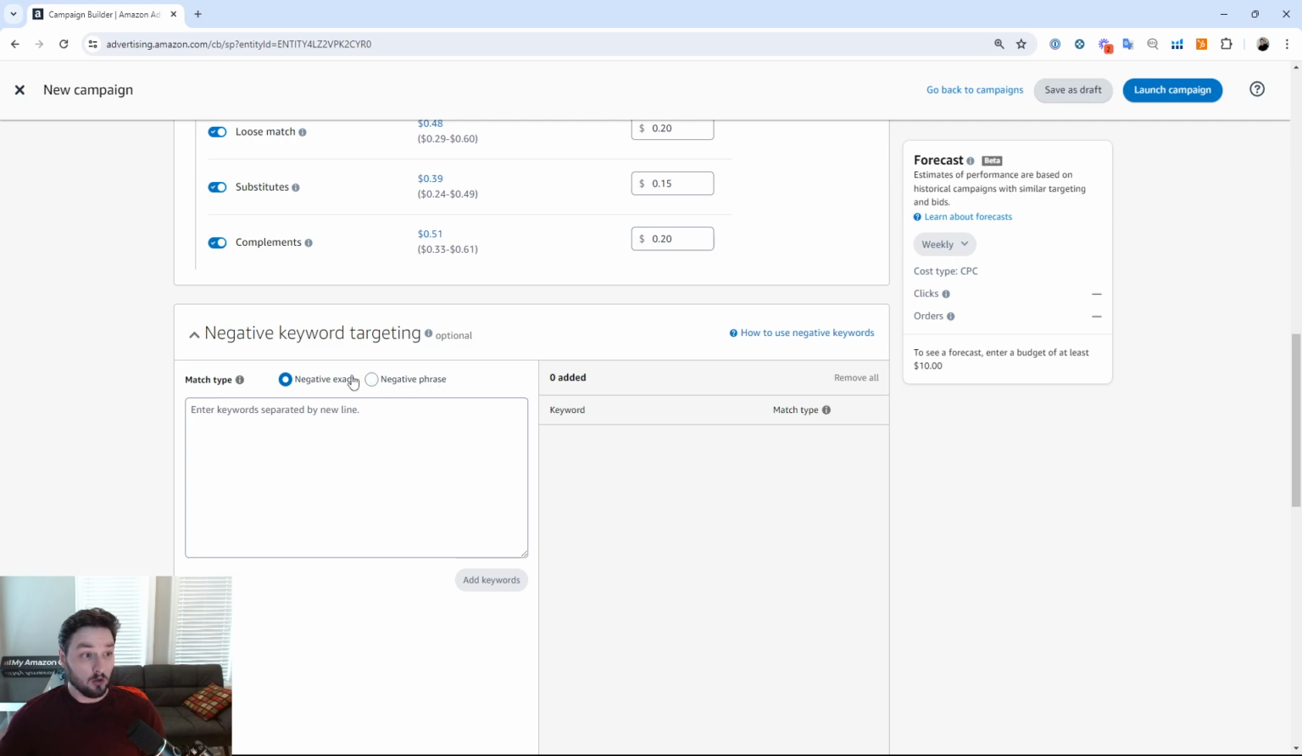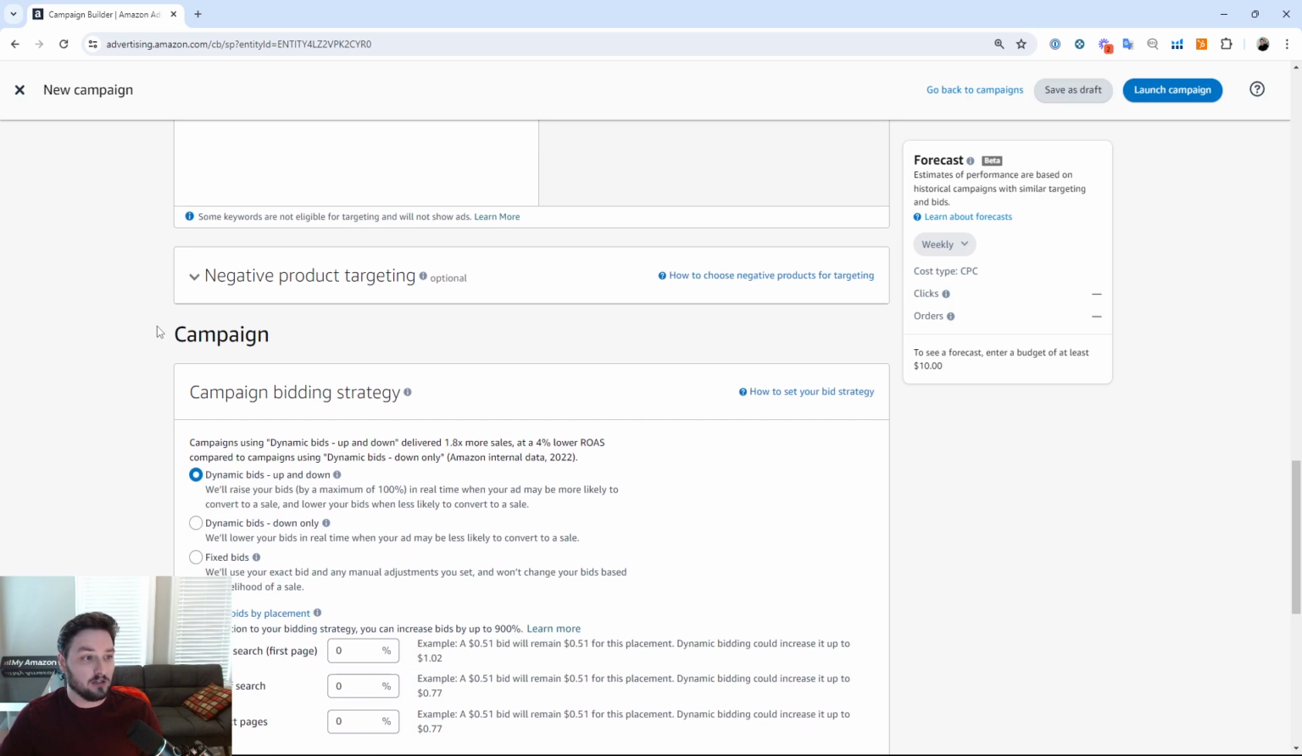So we're not going to add any negative keyword targeting in here. The only thing that I would suggest, if you are going to add some form of negative keyword targeting, would be if you know a very, very specific keyword that for your exact products cannot be targeted for some reason, then you can add that in here. But most of the time you will not be utilizing this at all. Again, down here at negative product targeting, same thing. We're probably not going to touch this at all because it does not really matter all that much.